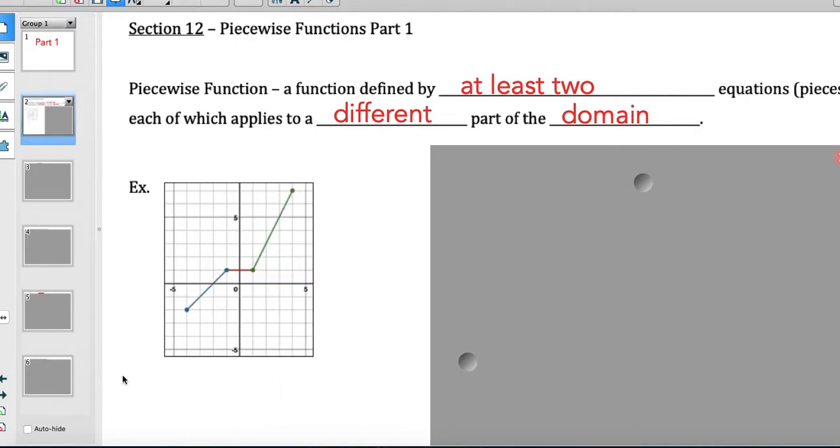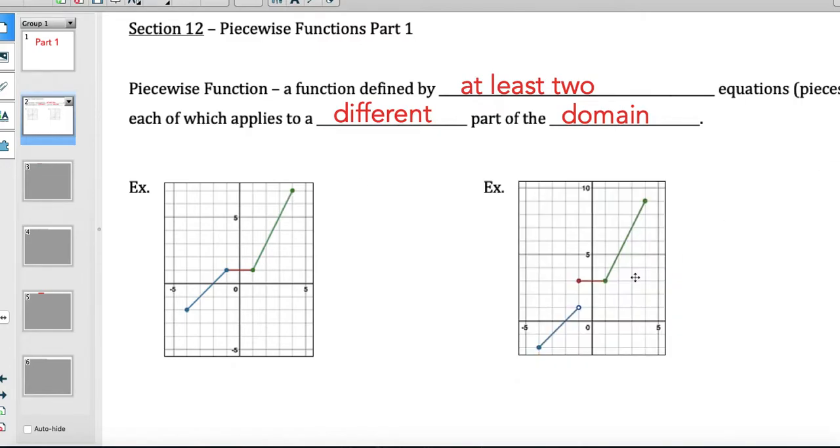So in this graph, we have 3 different equations that are being graphed. Notice that we have closed circles, and on some piecewise equations, when they are graphed, you might have some open circles. And we're going to talk about all of the different parts and the unique things that it takes to create these graphs.